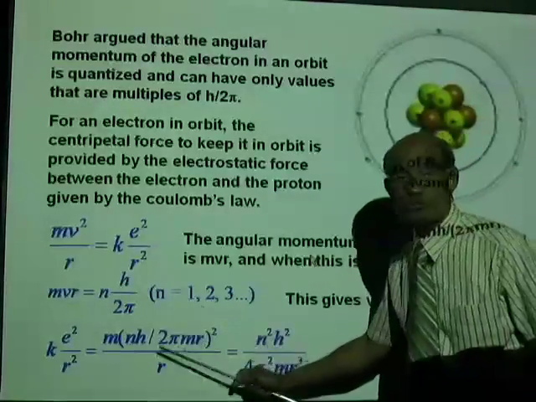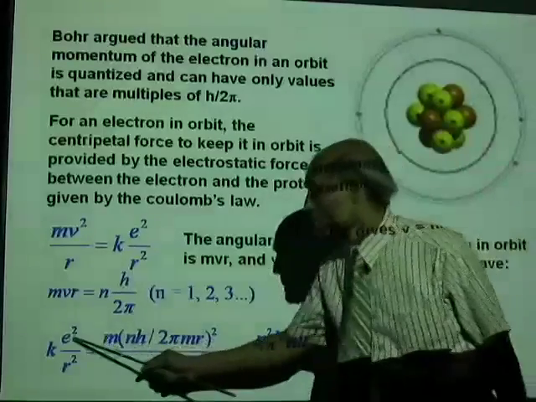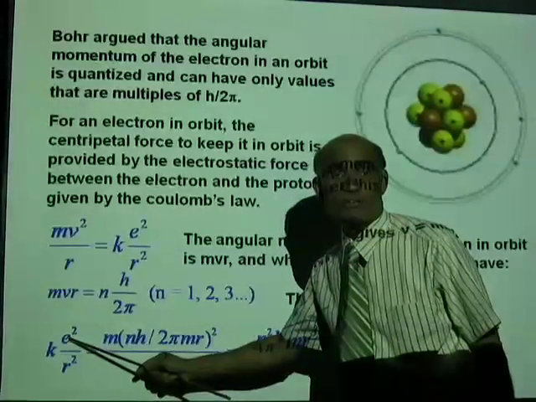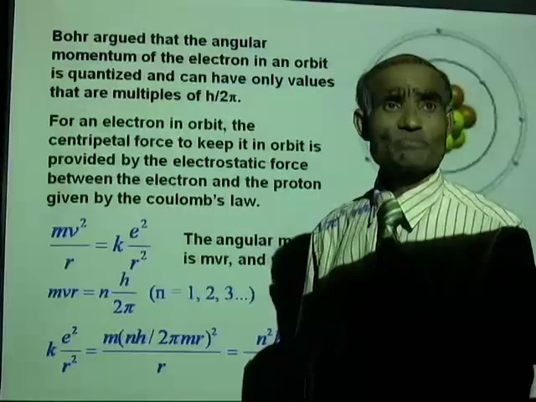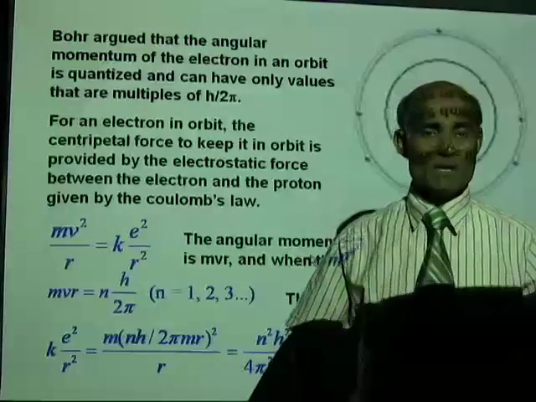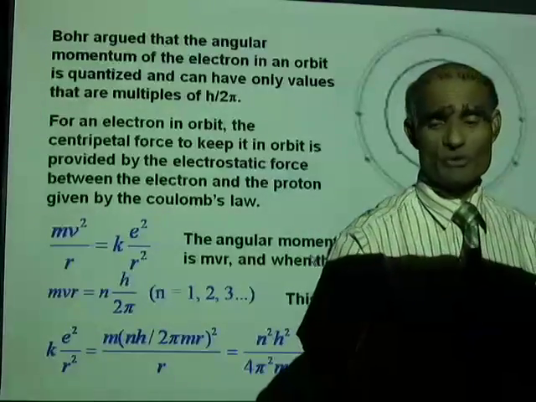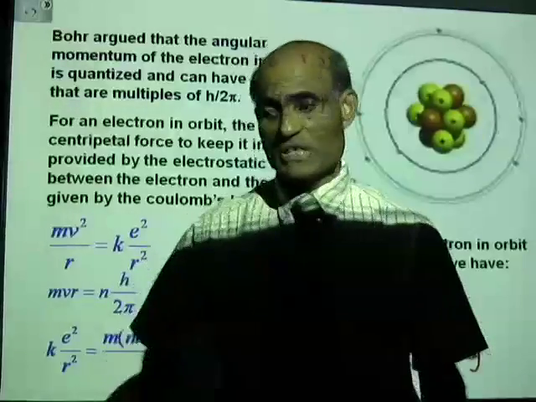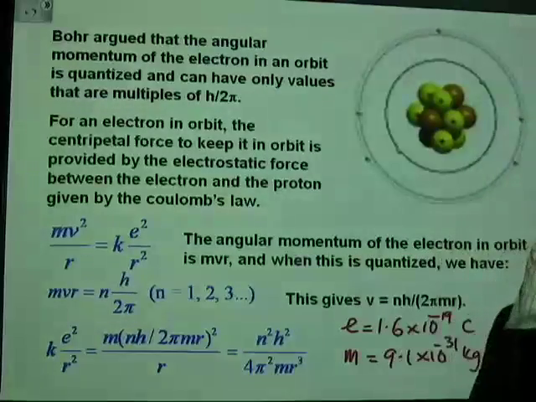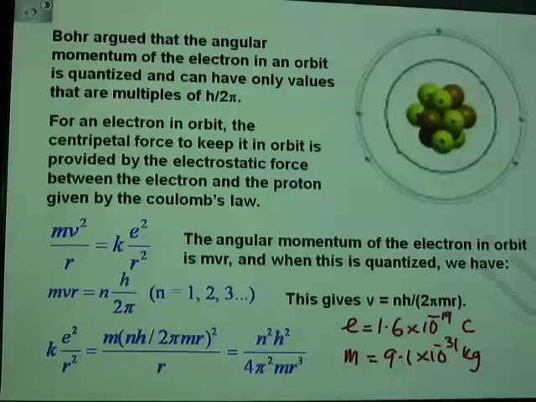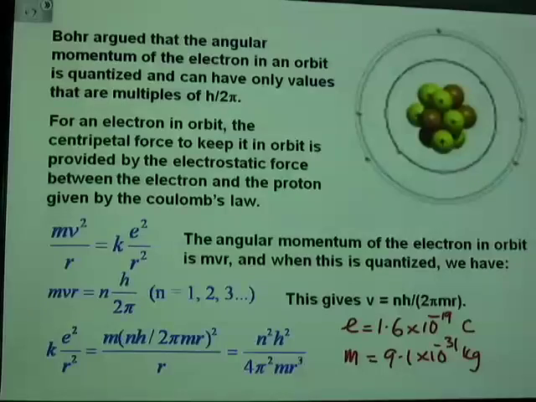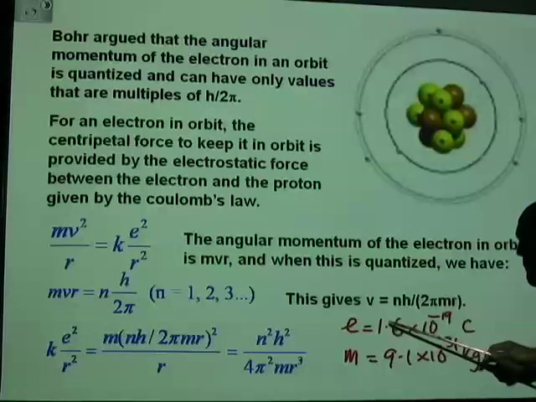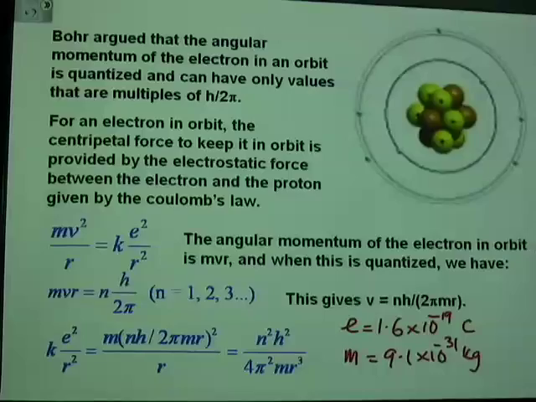Well, I hope you know what all these quantities are. e is the charge of an electron. Anybody recall what that value is? Charge of an electron? Well, let me see if I can write that down for you. We have used these values earlier. The mass of the electron is 9.1 times 10 to the negative 31 kilogram. The charge on the electron is 1.6 times 10 to the negative 19 coulombs.